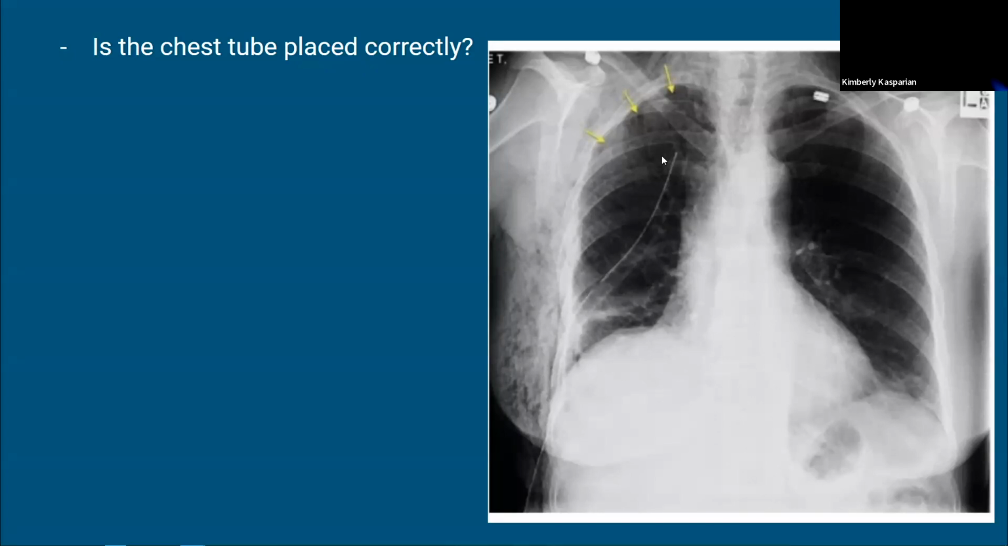I know we normally have other people help manage our chest tubes for us, but that's just a way to know, oh crap, the patient rolled over in bed and it kind of moved. Is it still working? Is it in the right spot? And you can tell just based off of that.